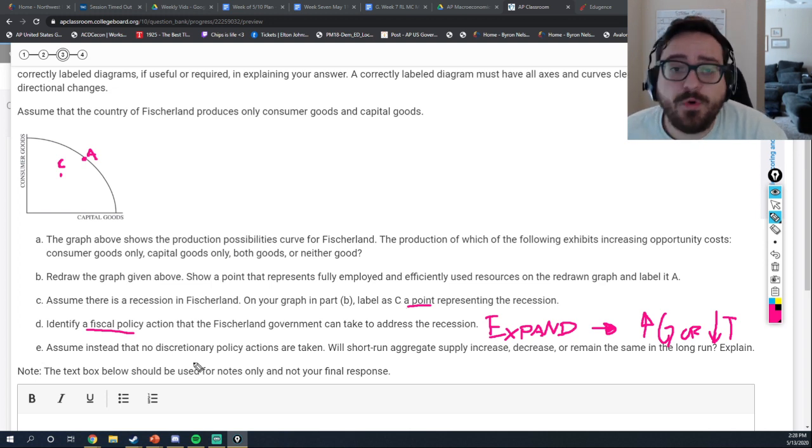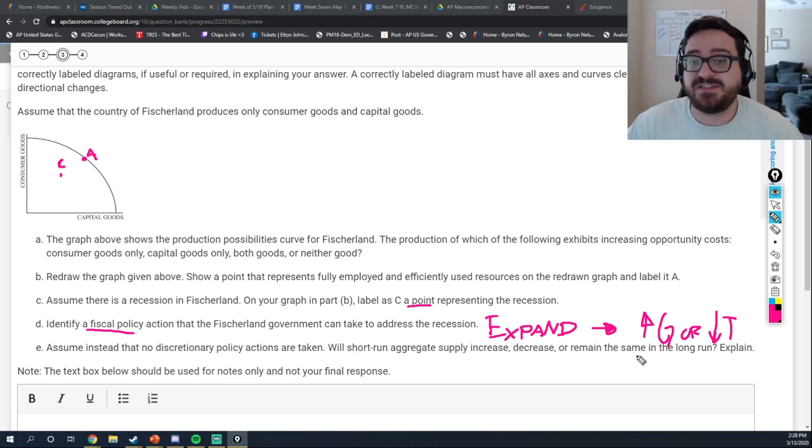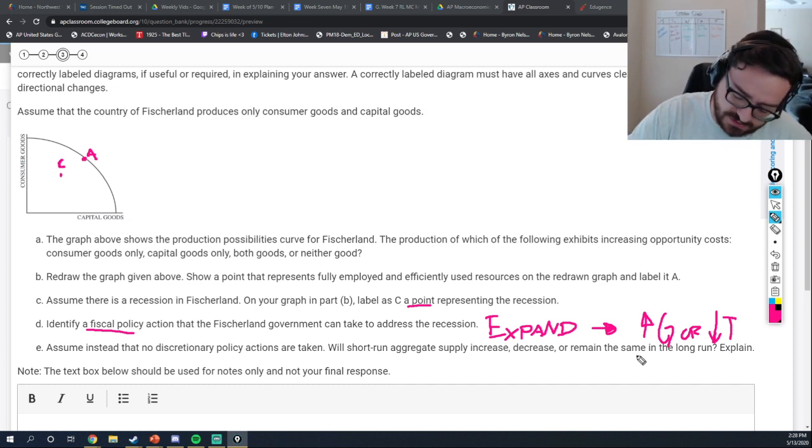Assume instead that no discretionary policy actions are taking place. Will SRAS increase, decrease, or remain the same in the long run? And explain it. Well, look here. Look how they snuck this question in there. So what they're asking about is the long run self-adjustment.